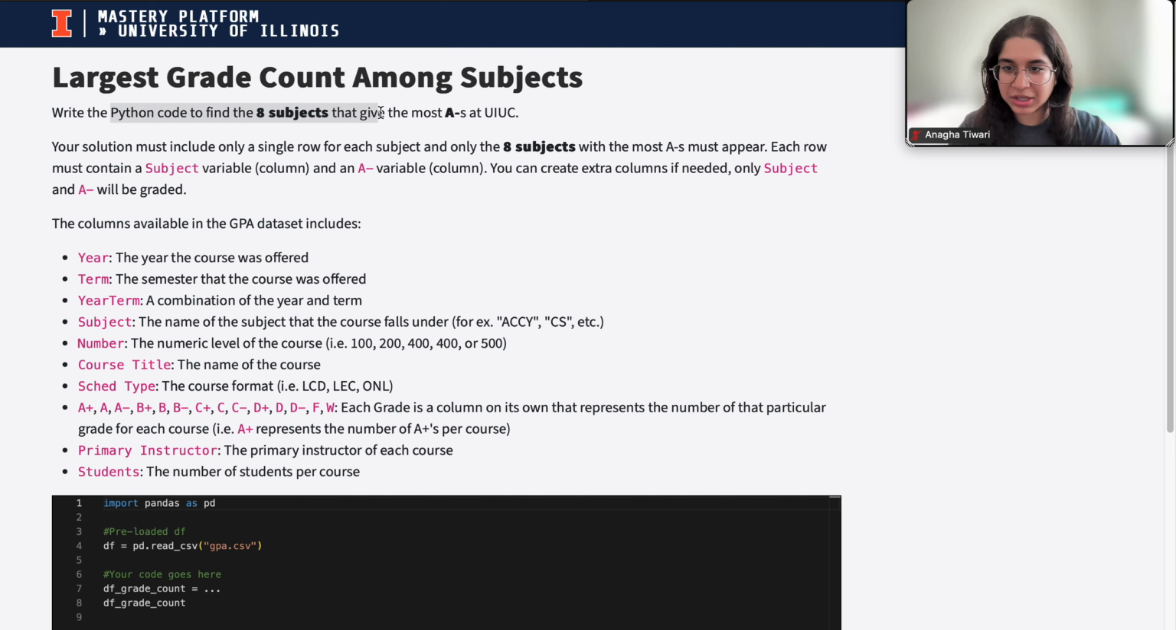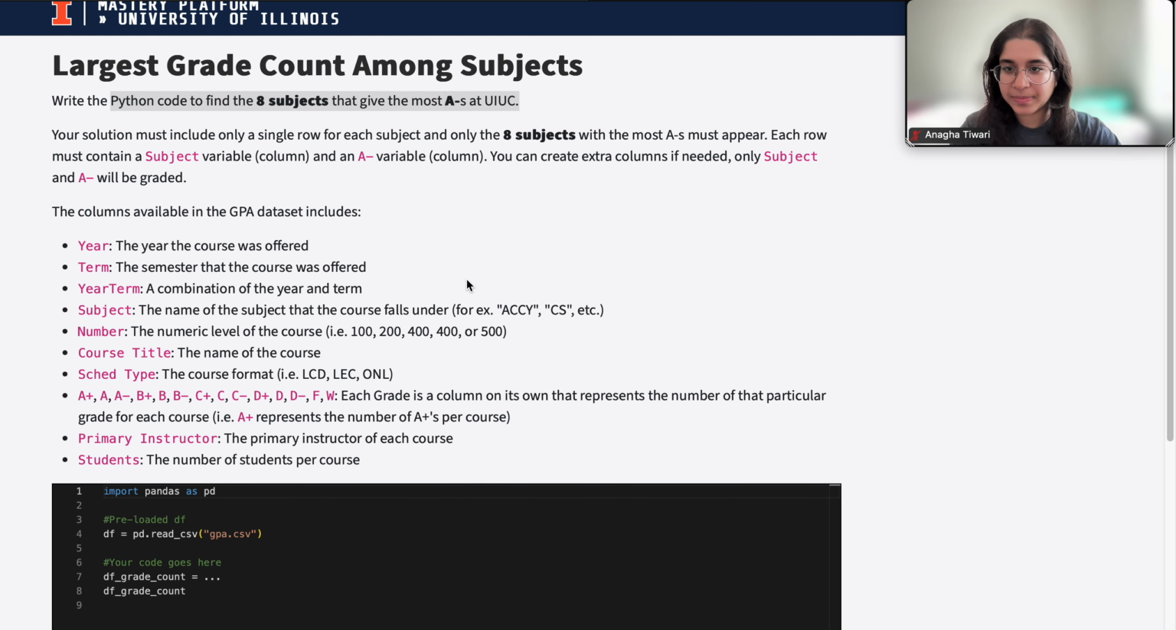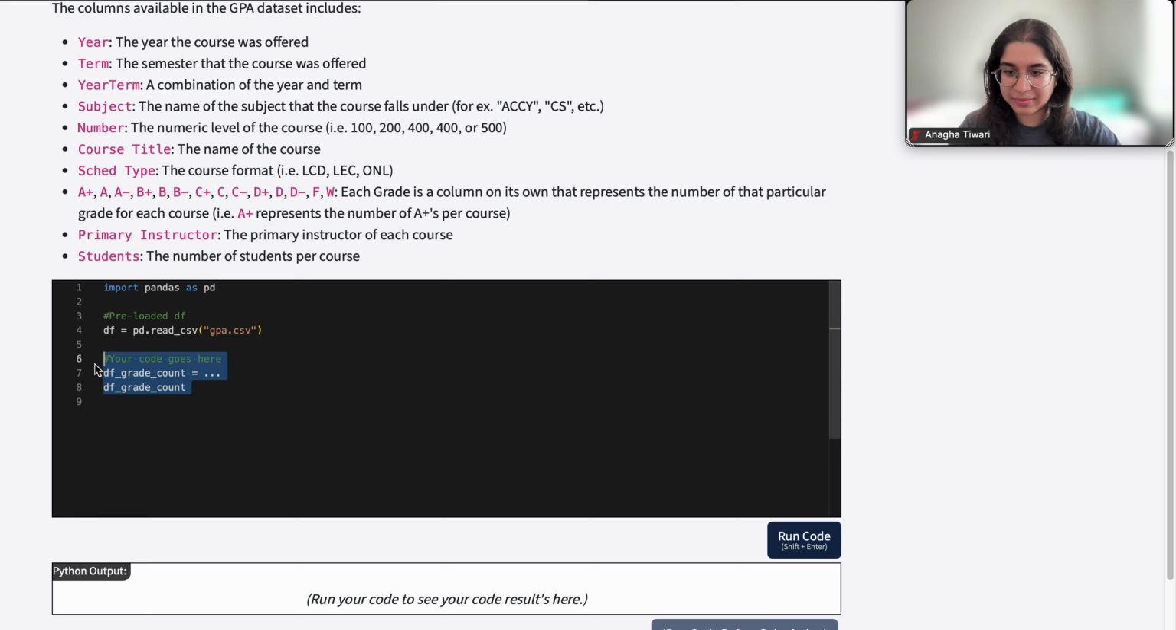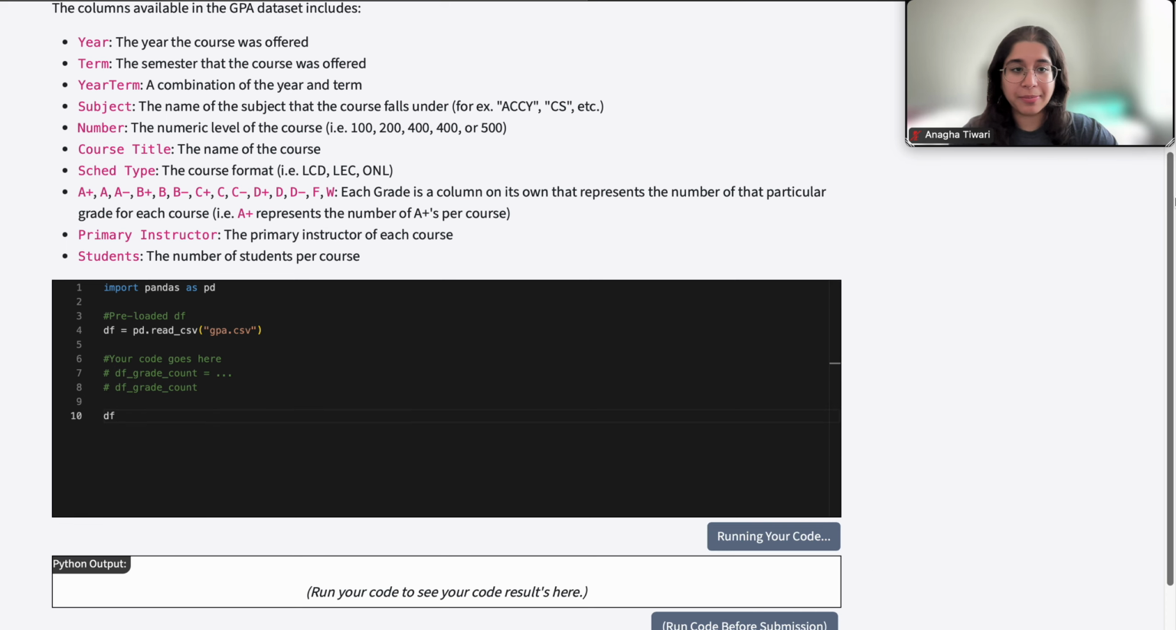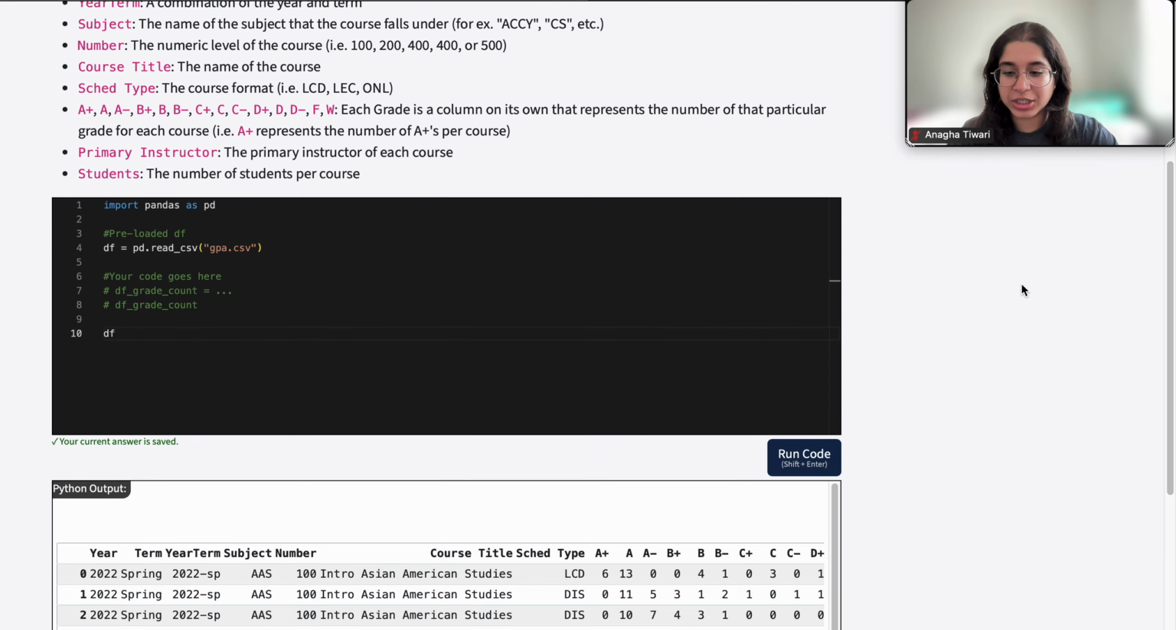So here it says write the Python code to find the 8 subjects that gave the most A minuses at UIUC. So what we want to do here is first see what our data frame looks like, right? So I'm just going to comment out all this code and basically just print out my data frame to see what is the data that we are dealing with.